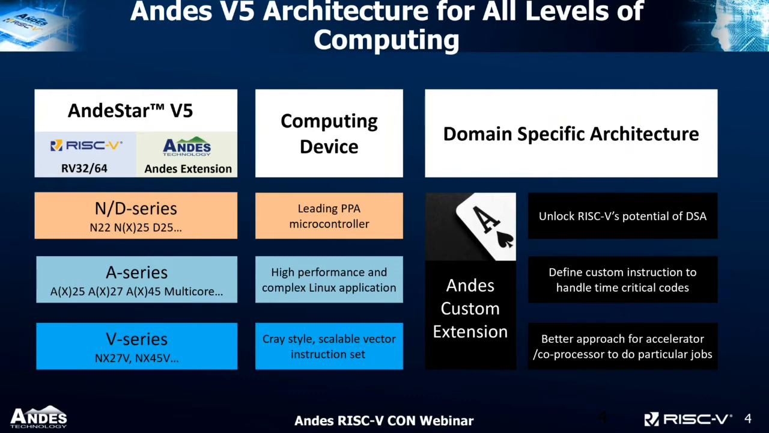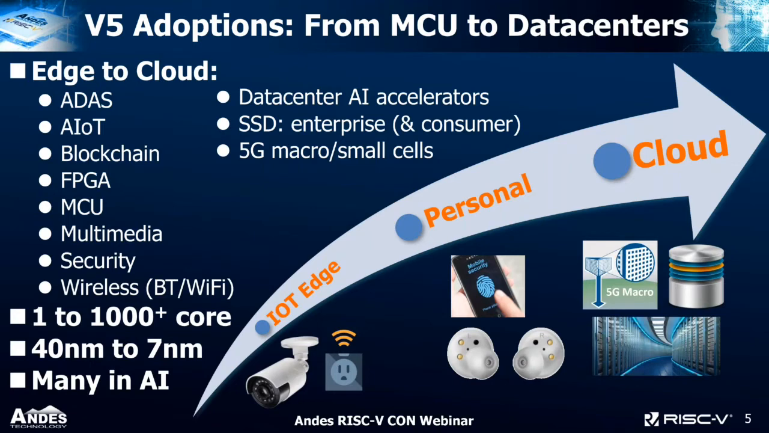And where do we see customers using this, our Andy's V5 adoption? Well, we're seeing a lot of interest in AI, starting from ADAS, IoT devices, blockchain, microcontrollers, multimedia. And we are seeing great adoption in data center AI accelerators, either as controllers or AI engines, in the storage devices, and particularly now 5G macro and small cells. We are seeing customers implement anywhere from 1 to 1,000 plus cores. So we have a wide range of customer implementations.